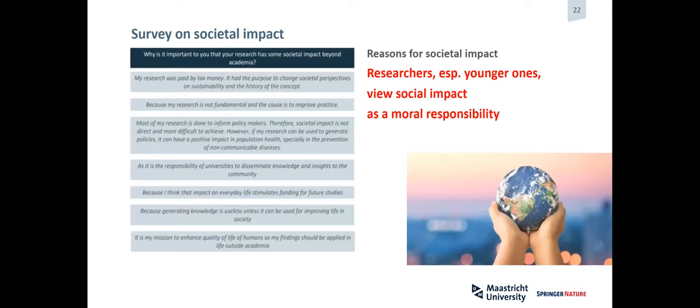The importance of societal impact for researchers, we asked that as some kind of open question in the survey, and it shows quite a varied picture of answers, as you see on the left hand of this slide. And the most interesting one that I want to highlight here is especially that the younger researchers feel more a moral responsibility towards societal impact. And for support staff, it's best to focus first on this target group. That seems obvious to me.